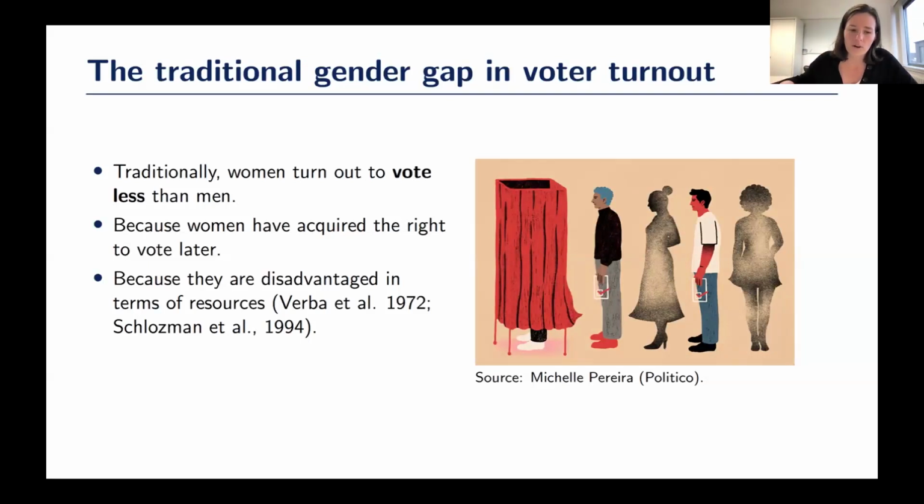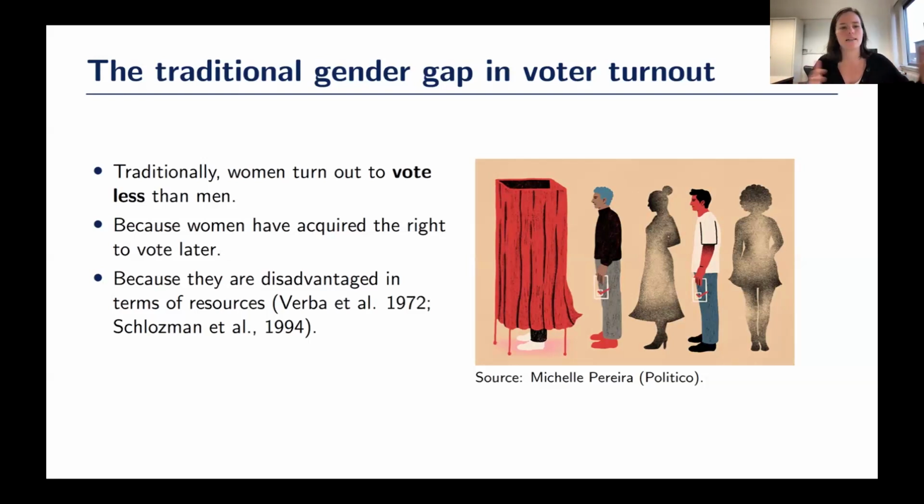There was also work that made the argument that for people to turn out to vote, you need a certain number of resources. You need to be equipped to be able to navigate the political system, to figure out how to register to vote, for example, or how to figure out which party or which candidate you would want to vote for. And those resources include things like political knowledge, being informed, following media, but also time and money to some extent. And on all of those resources, we know that women are somewhat disadvantaged.